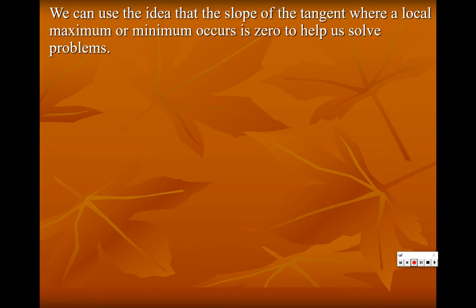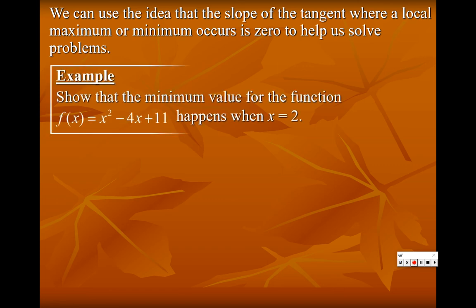We can use this idea that the slope of the tangent where a local max or min occurs is zero to help us solve problems. Yeah, problems. For us, in this chapter, one particular problem. There's only one problem we're going to be able to really solve here so far. It says, show that the minimum for the function x squared minus 4x plus 11 happens when x equals 2.